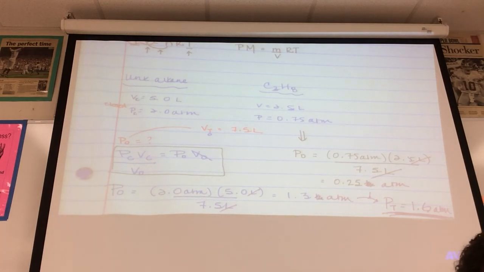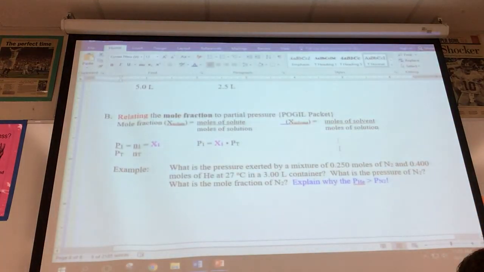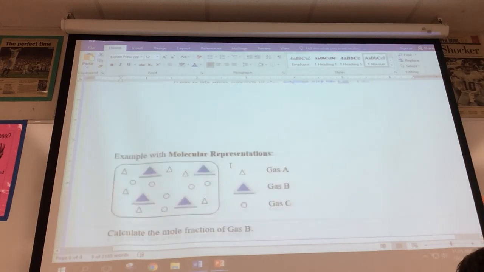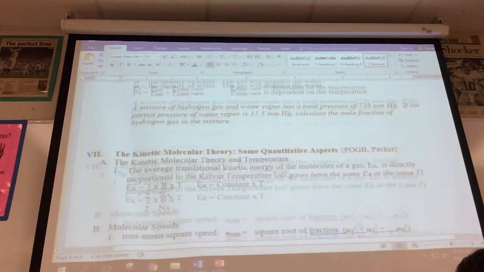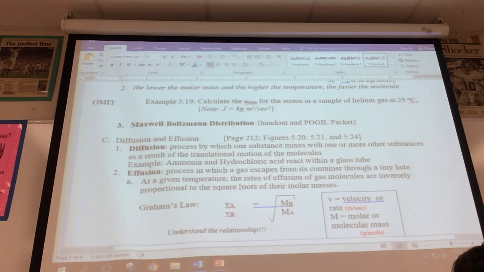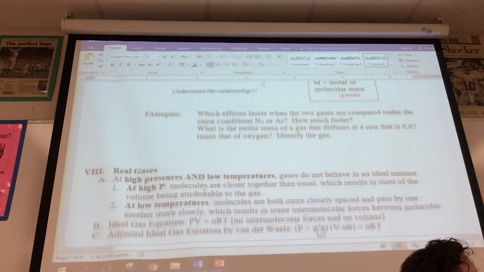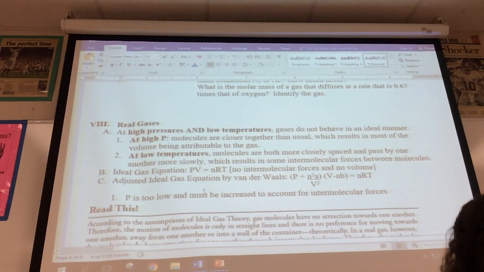We'll pick up next time. Really important that you have a solid beat on everything we've done so far. And if you can at least preview the Maxwell-Boltzmann constant packet, it's going to help you a lot. Next time, to finish up this concept, we'll be linking mole fraction to partial pressure. Very, very easy. Molecular reps, also very, very simple. And we'll get into the Maxwell-Boltzmann distribution as well as diffusion and effusion, most of which you saw last year.